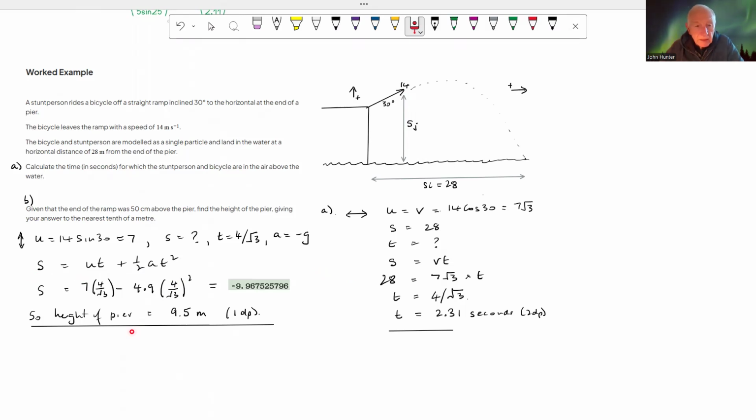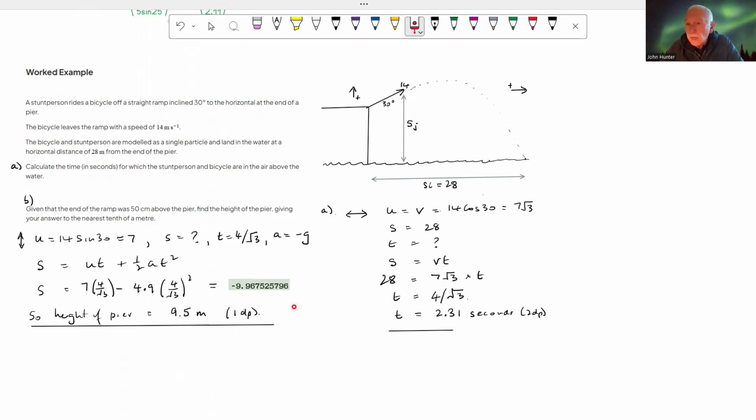So using this suvat equation, we just substitute all the bits in that we know. We know t, and when we put all those in, we get this figure, minus 9.967, etc. So I said it was going to be negative, didn't I? And that is because we're actually coming down. So the height of the end of the ramp is going to be plus 9.9675, blah, blah, blah.